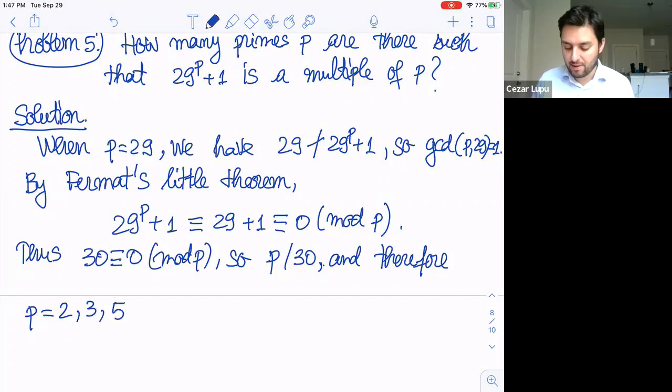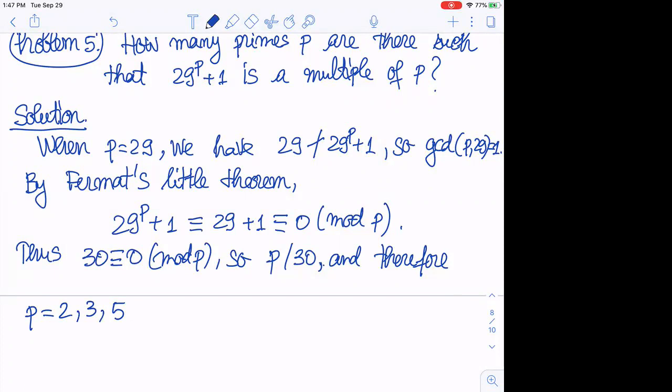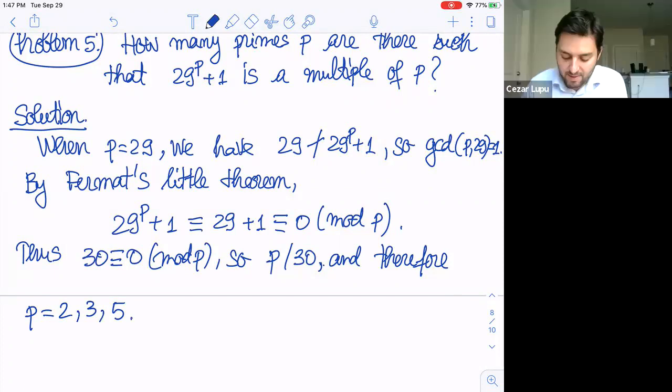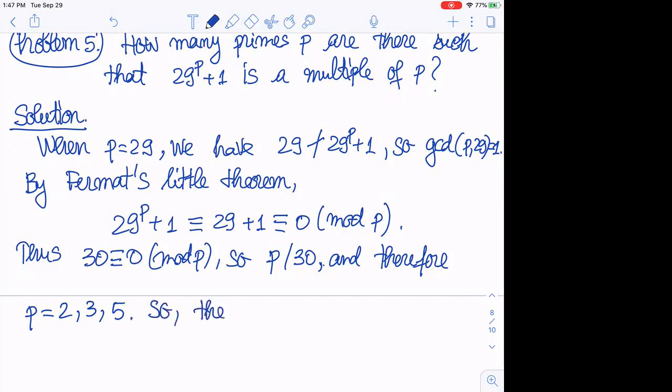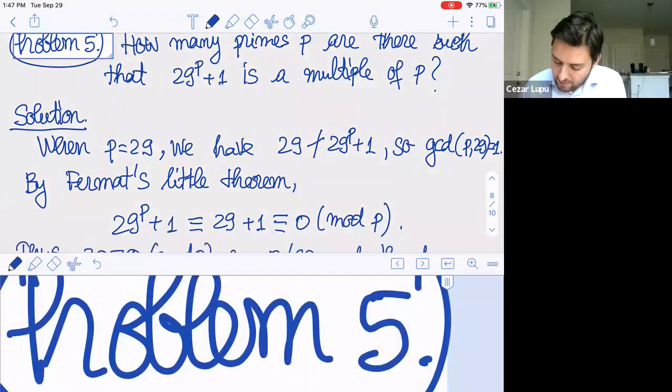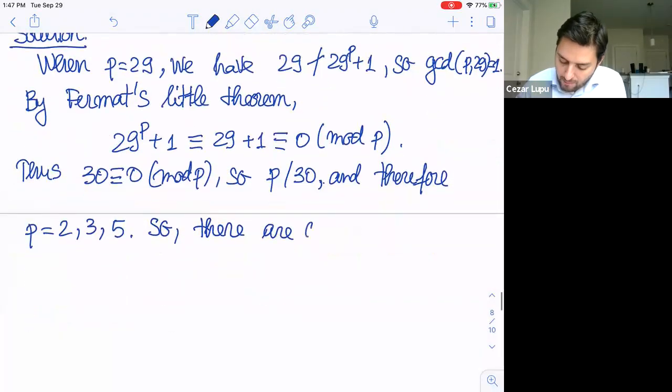5. Do we have any other option? That's it. So how many of them are there? There are only 3 prime numbers. That's it.